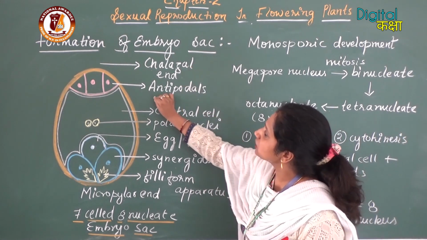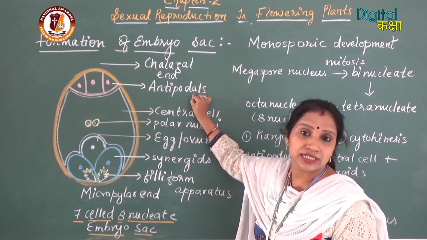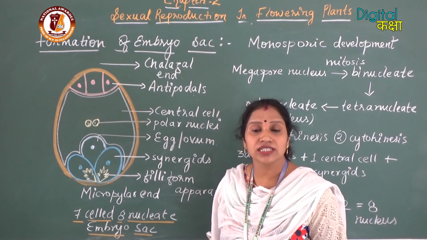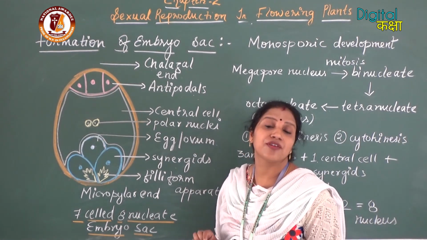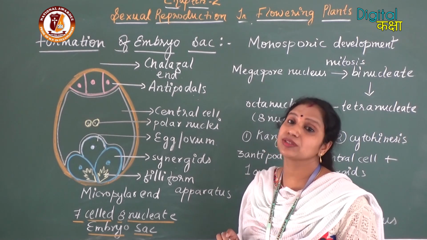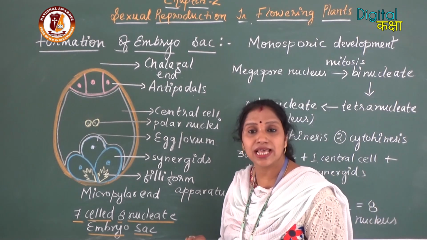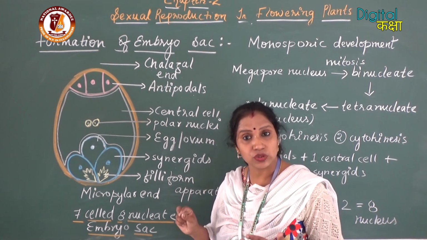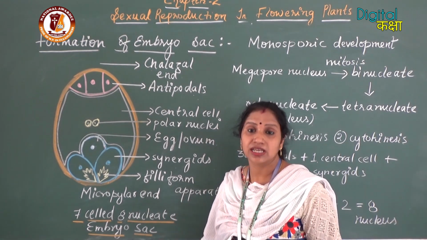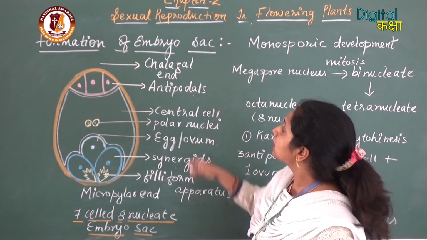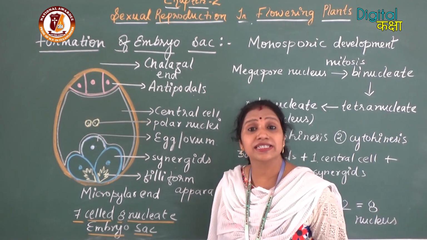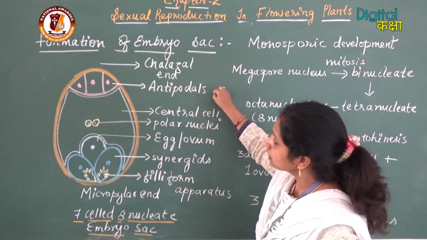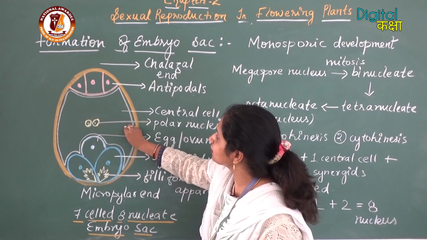At the chalazal end, you can see 3 antipodals are there. These 3 antipodals have the function of providing nutrition to the cells of the embryo sac. After fertilization, slowly the cells of the nucellus will degenerate, but afterwards the nutrition will be provided by the cells of antipodals. Now we will move towards the central cell.